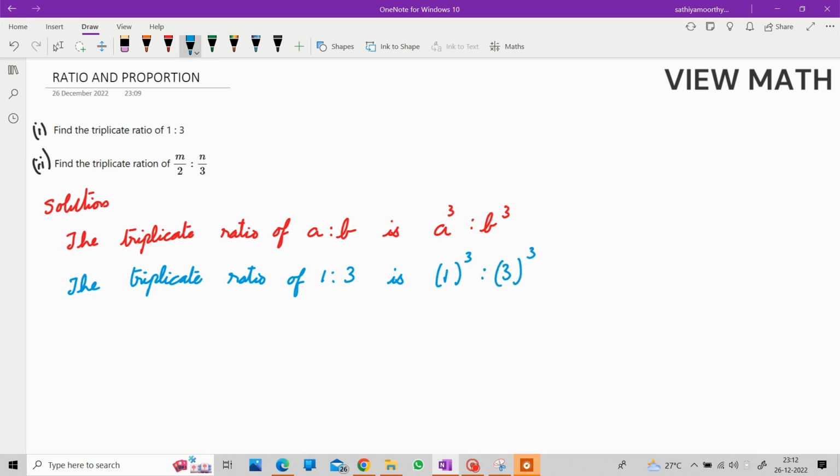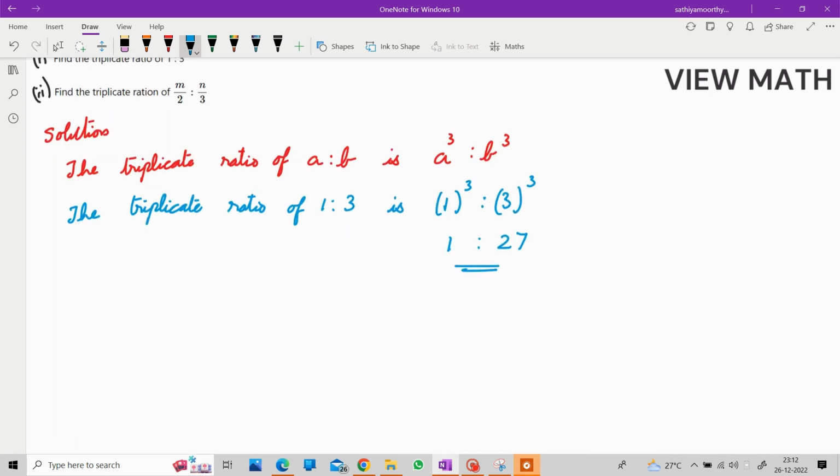1 the whole cube is 1, and 3 the whole cube is 3 into 3 into 3, which is 27. So this is the triplicate ratio of 1:3. This is your first subdivision. Now I am going to do the second subdivision.